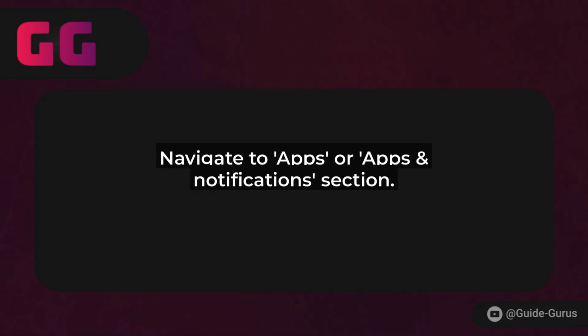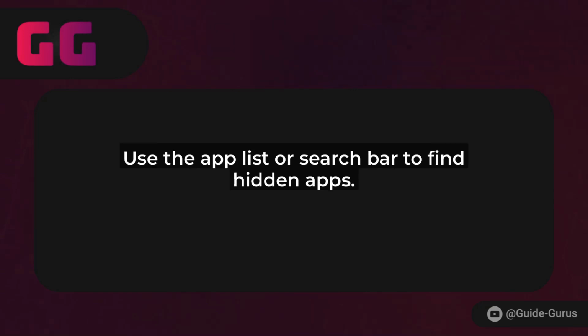Next, look for an option like See All Apps or App List. In 2025, Android has improved this section with better filters, so tap on that to view a comprehensive list. Now, to find hidden apps, check for a Hidden Apps or Disabled Apps tab. It's often tucked under Advanced Settings.